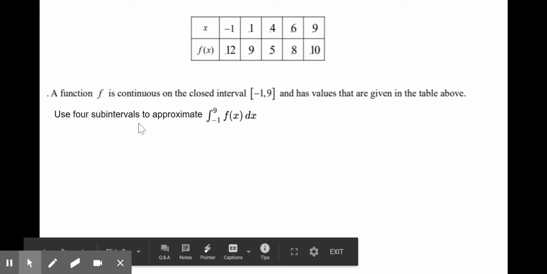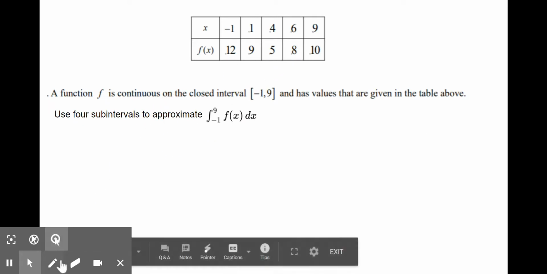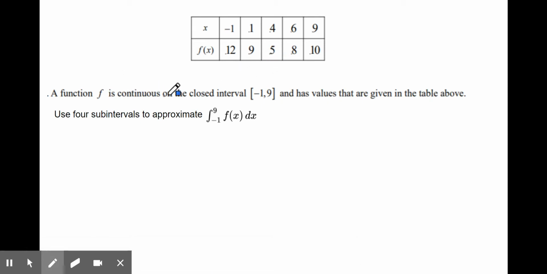Let's try this one real quick. Another one here with a table. This one's important. The function f is continuous on [-1, 9], closed, and has values. It wants you to use 4 subintervals, trapezoids. We want to use traps to approximate the integral from -1 to 9 of f of x dx.